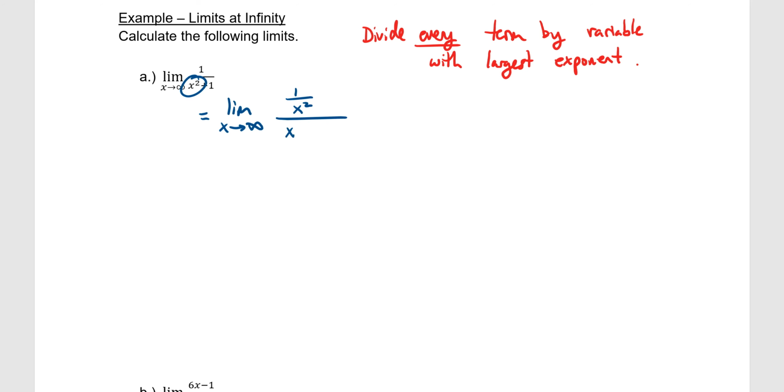x squared divided by x squared plus 1 divided by x squared. So we can do this because we're doing it to the numerator and denominator, so we're not actually changing anything. And let's go ahead and simplify this a little bit. The limit as x goes to infinity of 1 over x squared over 1 plus 1 over x squared. So it looks like we just made this messier, right?